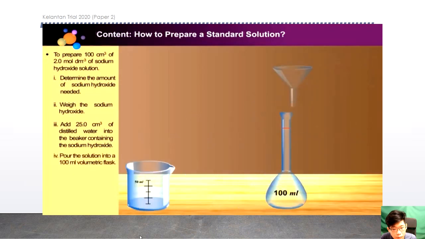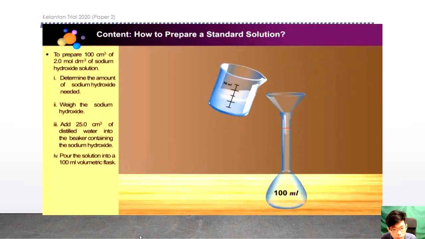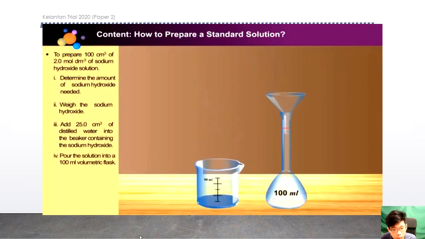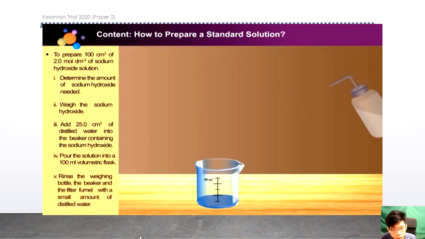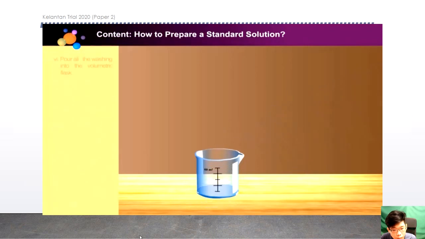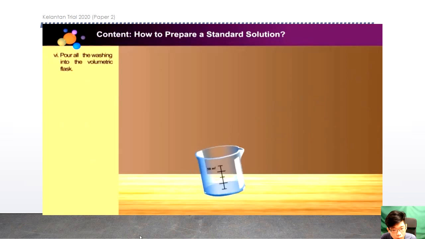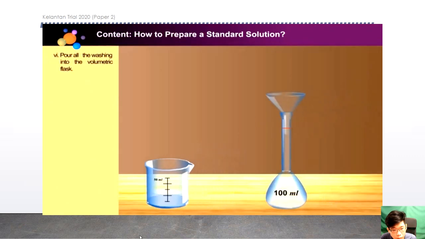Pour the solution from the beaker into a 100 cubic centimeter volumetric flask through a filter funnel. Rinse the weighing bottle and the beaker with a small amount of distilled water. Pour all the washings into the volumetric flask. Repeat this a few times.